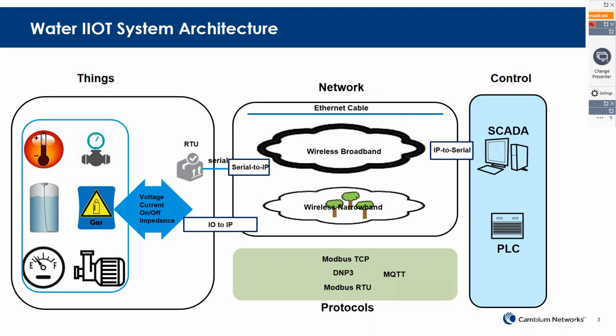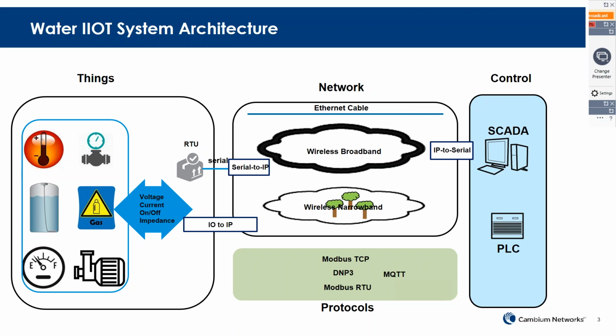So there will be things and there will be a network. The things will be connected by the network. So how does it look? The things could be different kinds of sensors and controllable devices, and these things will be connected by the network to the control system, such as SCADA or a programmable logic controller, like PLC.